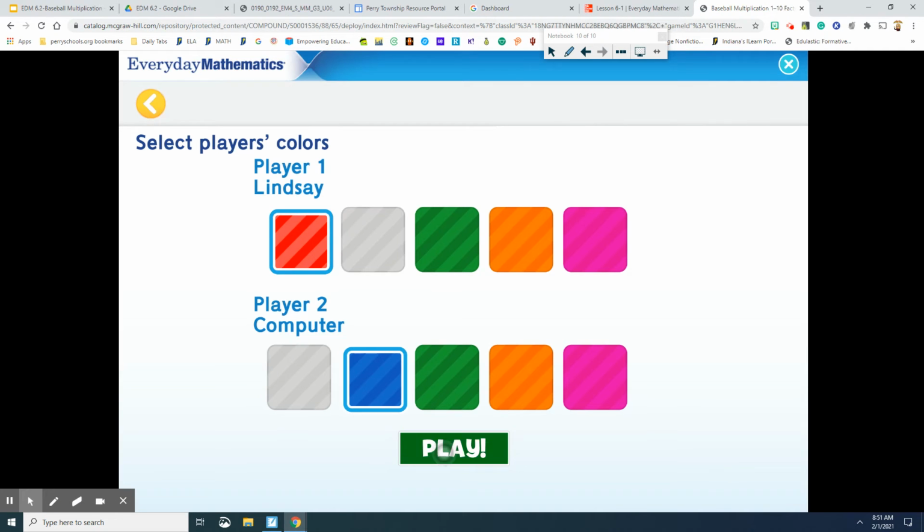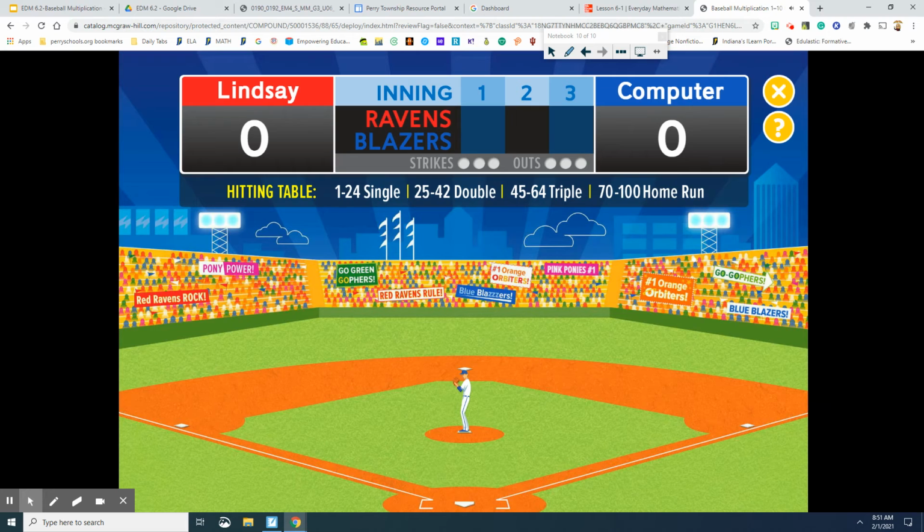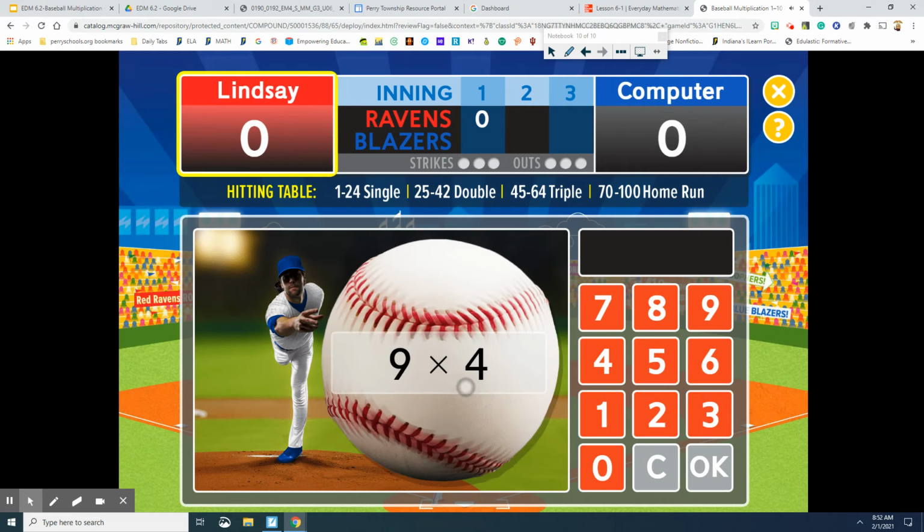Once you start the game, you'll click your colors. Hey, heavy hitters, let's play baseball multiplication. Ready? Okay, Red Ravens, batter up. Click the pitcher to get a pair of numbers. So you're going to follow what the directions say. The pitcher is the blue one at this point.